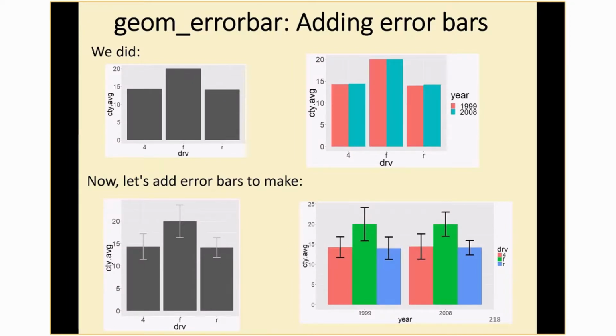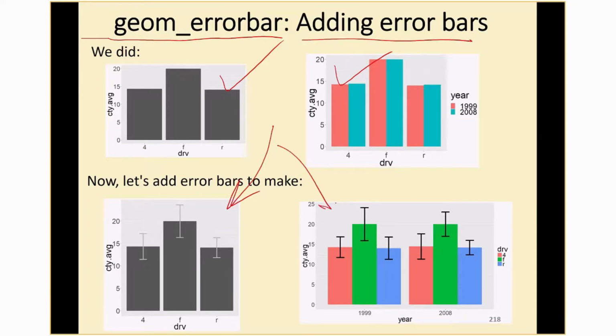So previously we produced plots that look like this and plots that look like this. And now we want to look at a new geom, geom_errorbar, that we can use to add error bars and produce plots that look like this or this, where this distance here is 1 standard deviation, and this distance here would be 1 standard deviation of the city mileage for front and rear wheel drive vehicles respectively.